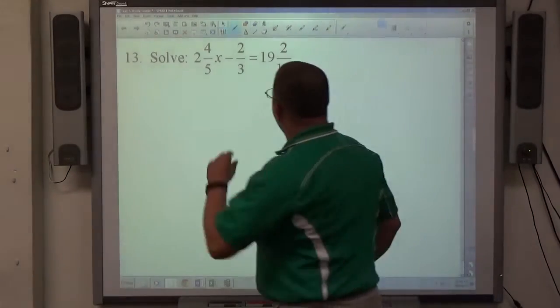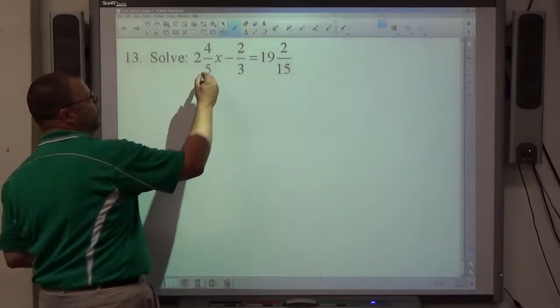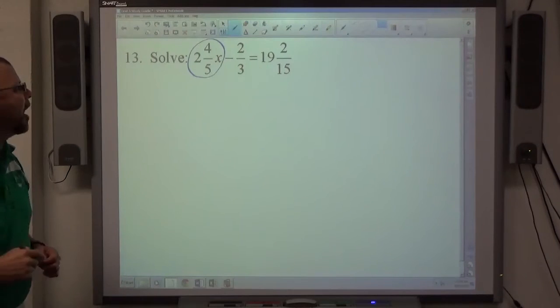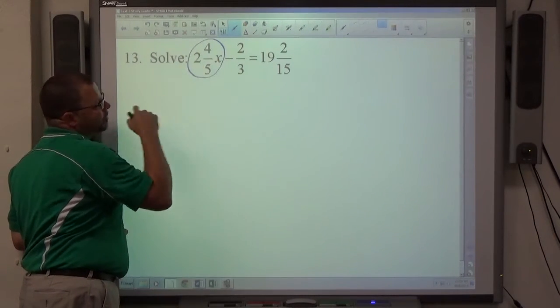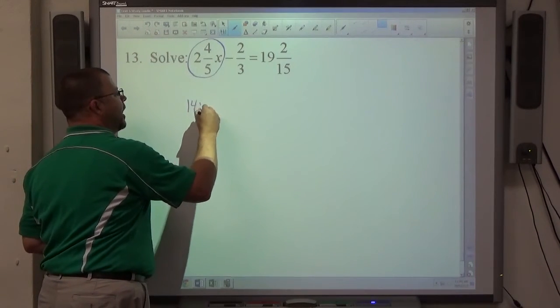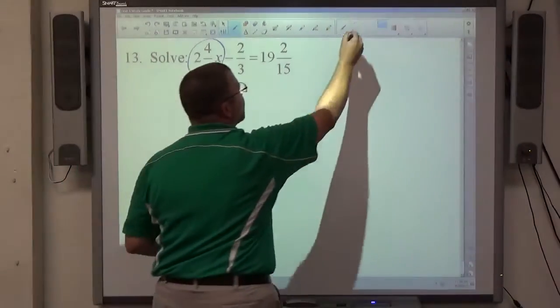Number 13, solving a fractional equation with some mixed numbers involved also. My advice has always been, first off, to deal with your mixed numbers, make them improper fractions. Be careful you do that properly. X belongs in the numerator. 2 times 5 is 10 plus 4 is 14. So 14x over 5 is the equivalent of 2 4/5 x.